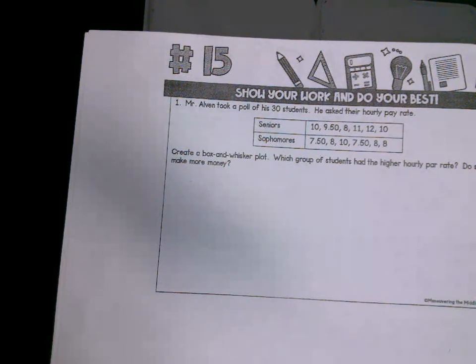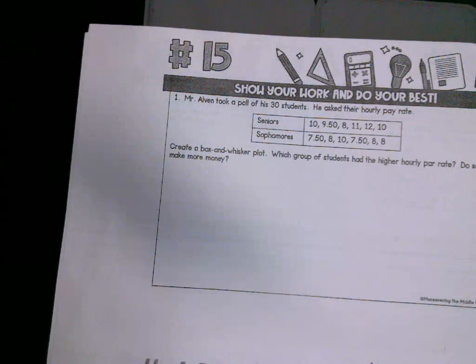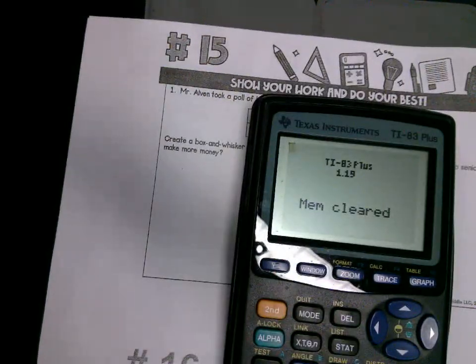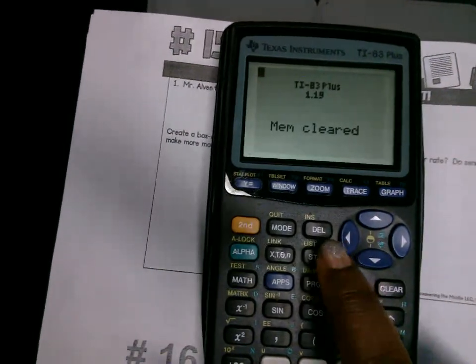Do seniors make more money? So we are going to create a box and whisker plot. They want you to create one box and whisker plot. The easiest way to create a box and whisker plot, I guess I could just show you how to do it in the calculator. I'll do that. All right, so you're going to go to stat. Please pay attention. Stat is here.